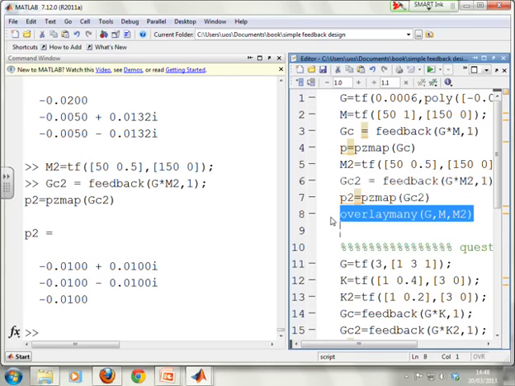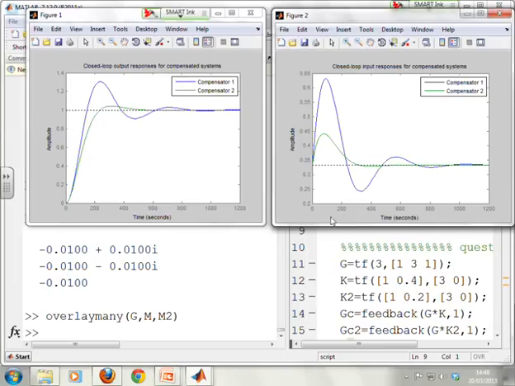I can now overlay the closed loop responses I get for these two compensators in order to compare them. And what do you see? The basic heuristic gave us quite an oscillatory response.